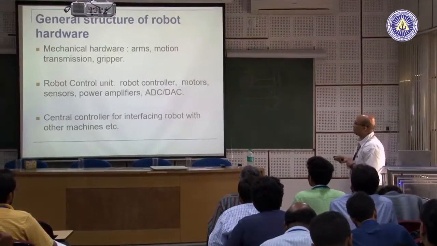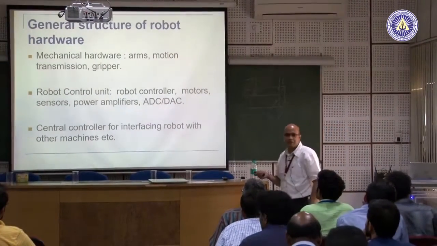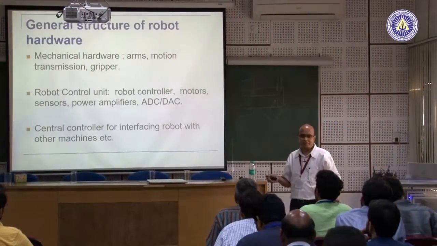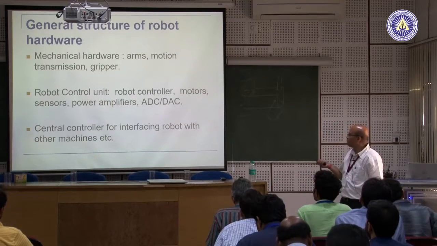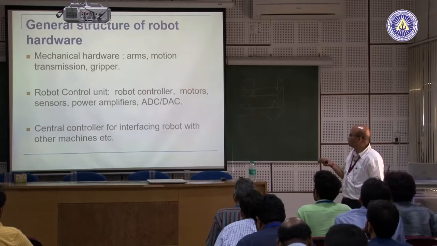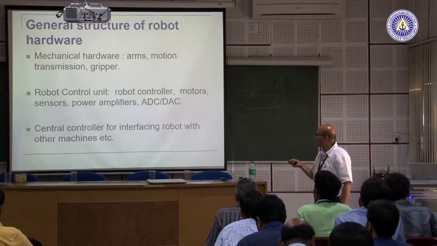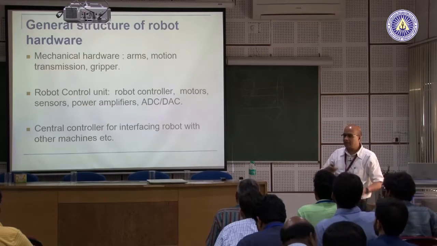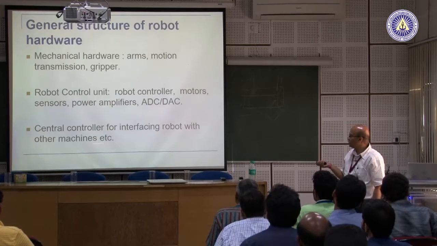So, a robotic system will essentially consist of a mechanical hardware, which is the arms, motion transmission, gripper. This is the mechanical hardware, right? And there will be a robot control unit, which is going to have a robot controller. There will be motors, sensors, power amplifiers, ADCs, DACs. So, analog to digital converters, digital to analog converters, okay, basically for communication. And then there will be a central controller for interfacing the robot with other machines.